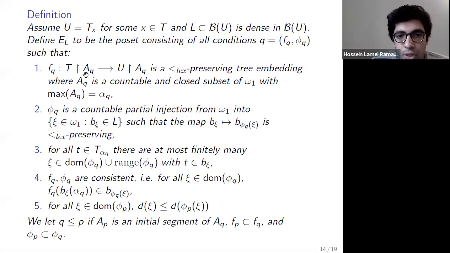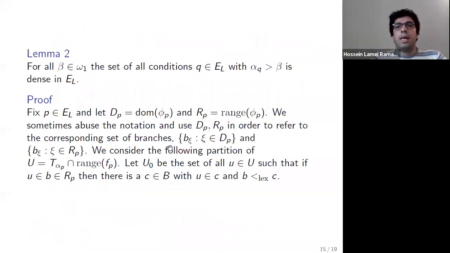The extension for this forcing is going to be as natural as you can imagine. We are going to extend AP by end extension. So AP is an initial segment of AQ, FP is a subset of FQ, and phi P is a subset of phi Q. So it's just a natural extension of this. And this forcing is going to have the properties of density, and of course I'm not going to talk about them here.